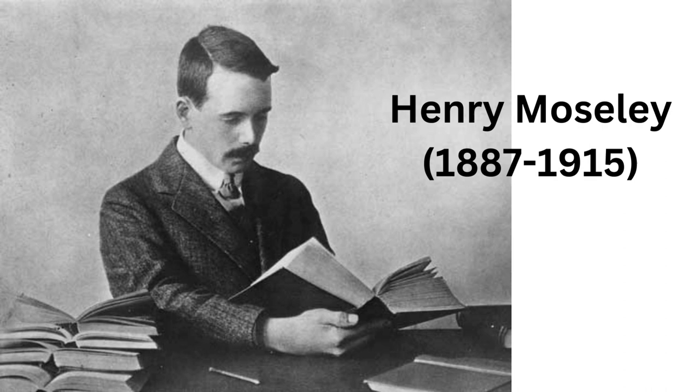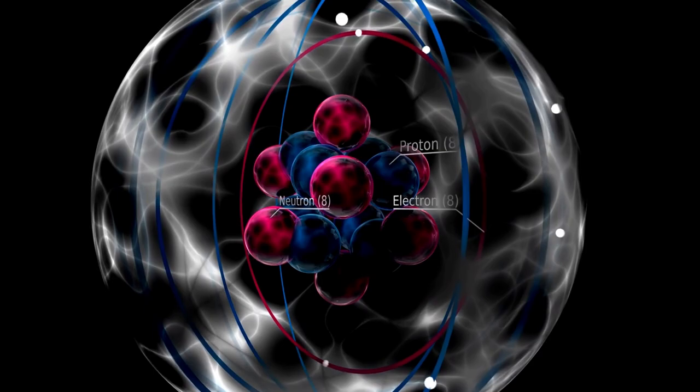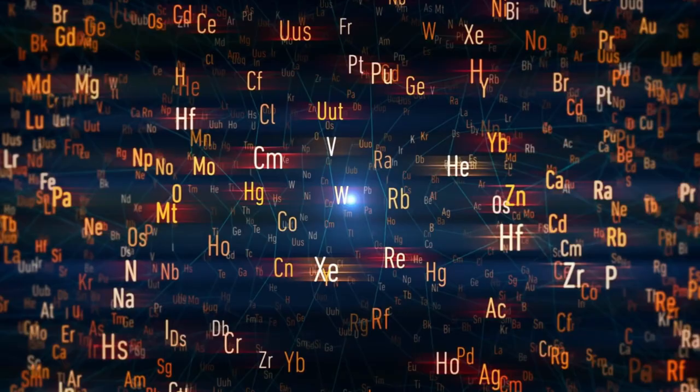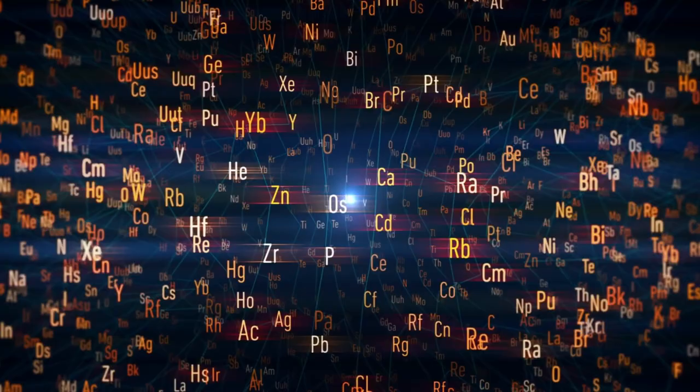In 1913, Henry Moseley, an English physicist, discovered that each element has a unique number of protons in its nucleus, which he called the atomic number. He realized that this was a better way of ordering the elements than atomic weight, because it explained why some elements with different weights had similar properties and vice versa. He also confirmed the existence of some missing elements that Mendeleev had predicted.